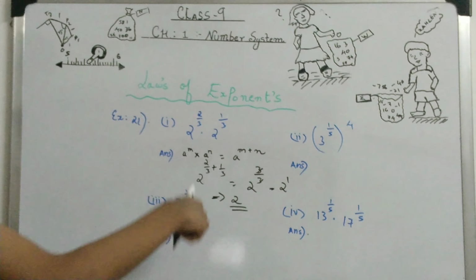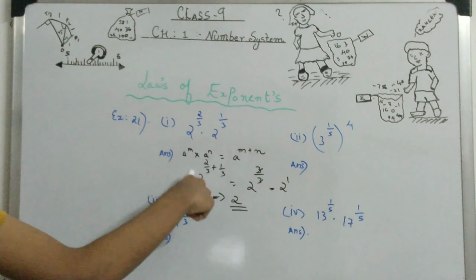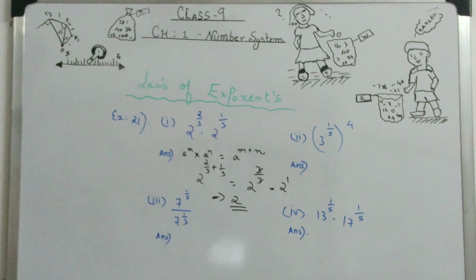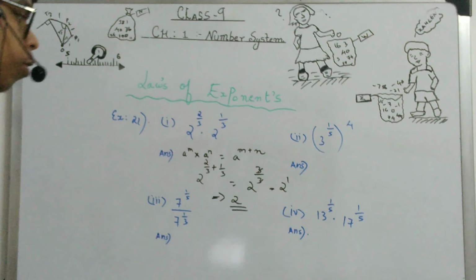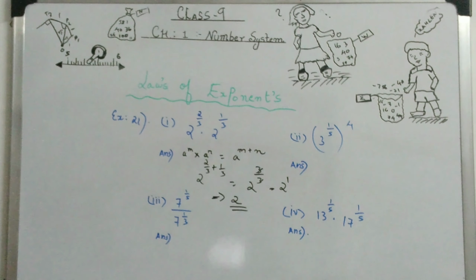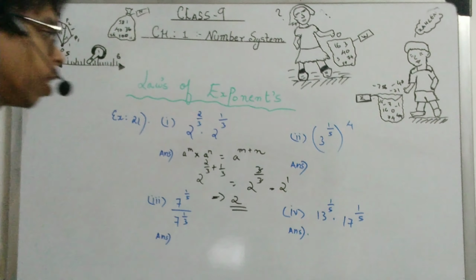So here, what is the identity that we used? A raised to m into a raised to n is equal to a raised to m plus n. We just added the powers and formed our final answer. Okay, I hope it is clear.